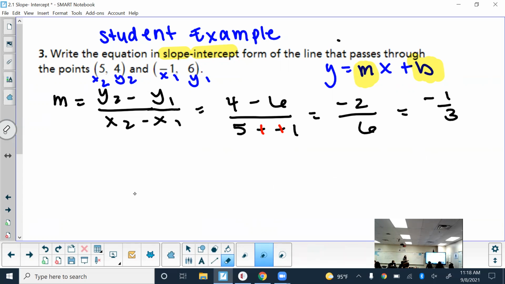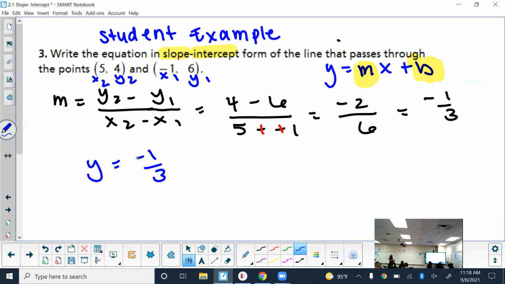Now let's find the b, the y-intercept. So now that we have m, we can actually find b, all right? Because what did we say that x and y represent? Or that they can be?